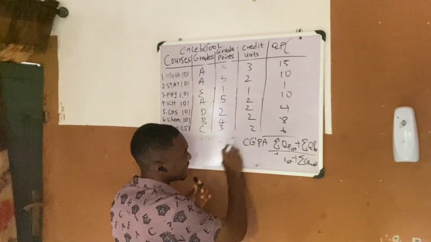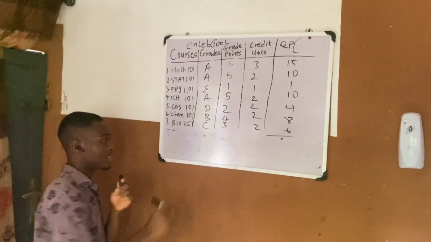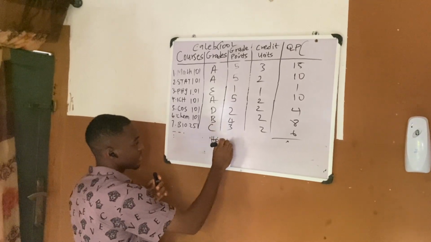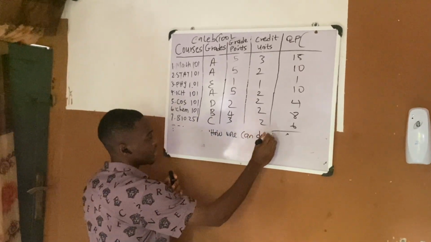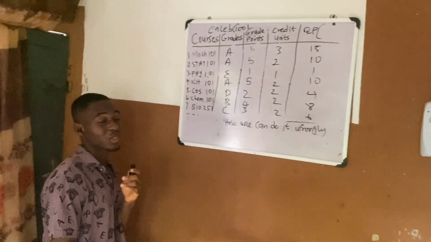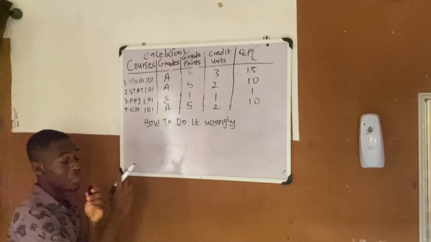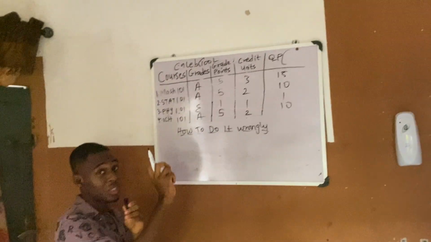And then another thing is, I want to look at how you can do it wrongly. So, how one can do it wrongly. I think I should clean the board, right? So basically, you have seen the correct way of calculating it. So I'll be showing you guys how one might do it wrongly.